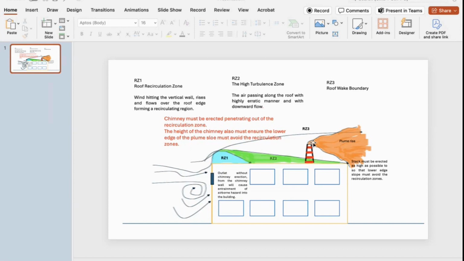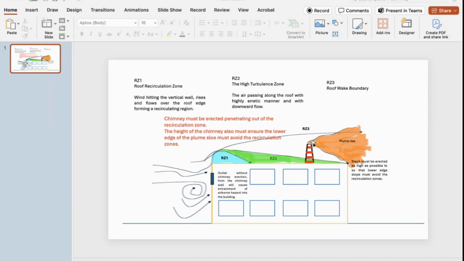So a chimney has to produce plume rise. It must be able to do a vertical dispersion at the elevated level without immediately having downwash or channeling the discharge to the ground level concentration. That's the purpose of a chimney.